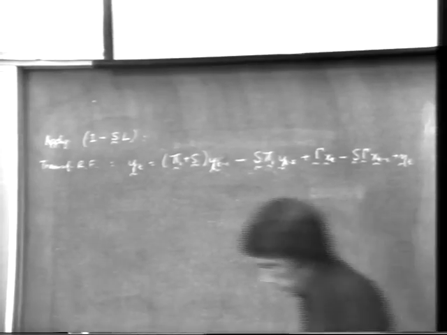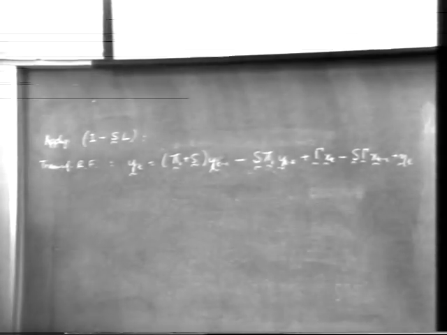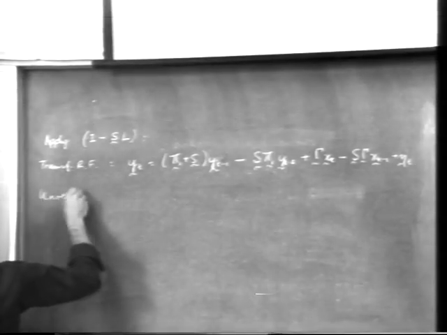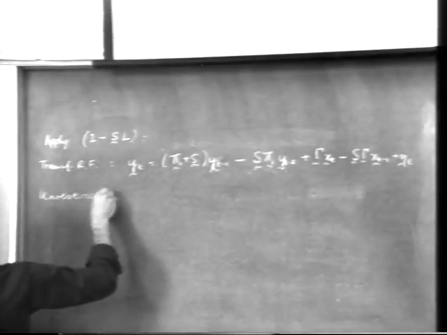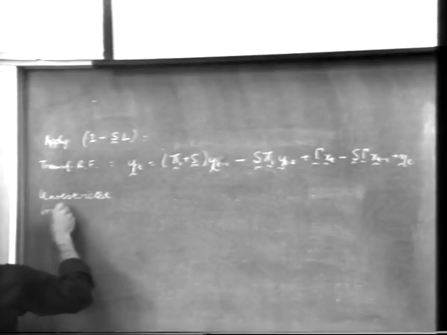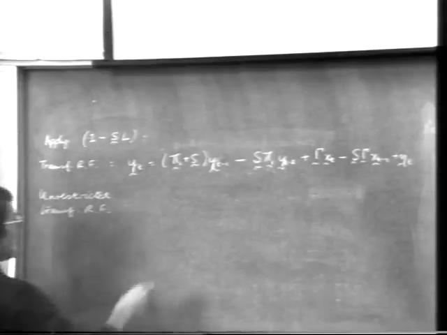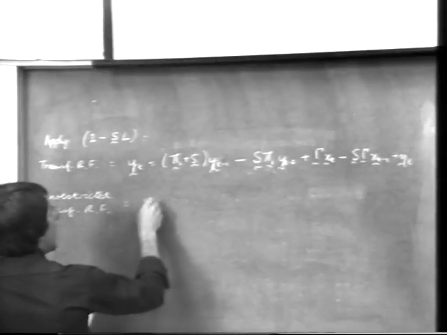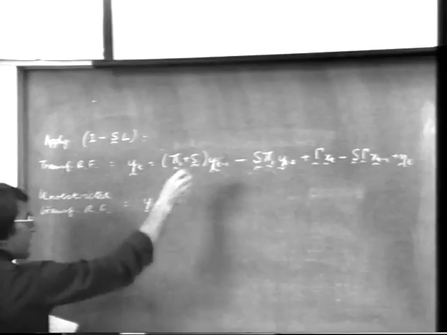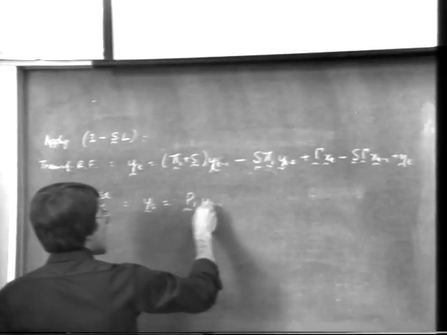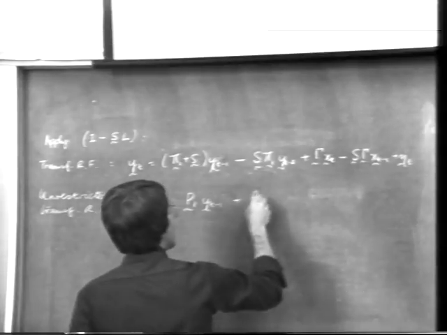Okay, the final version I need is an unrestricted version of this equation. Which I shall just write in some general notation, implicitly defining the corresponding matrices. So let's just call this, say, P1, P2, P3, P4.